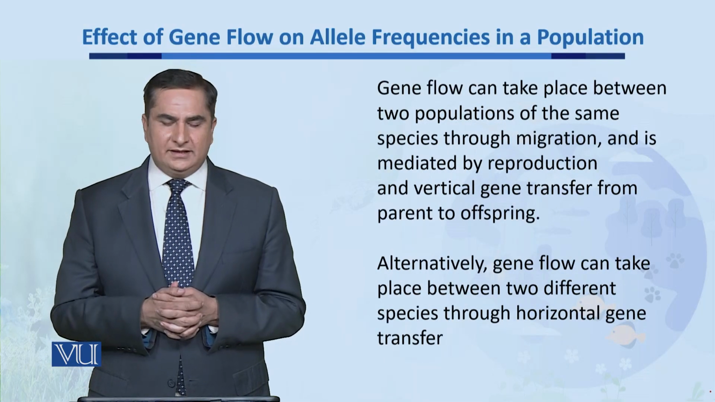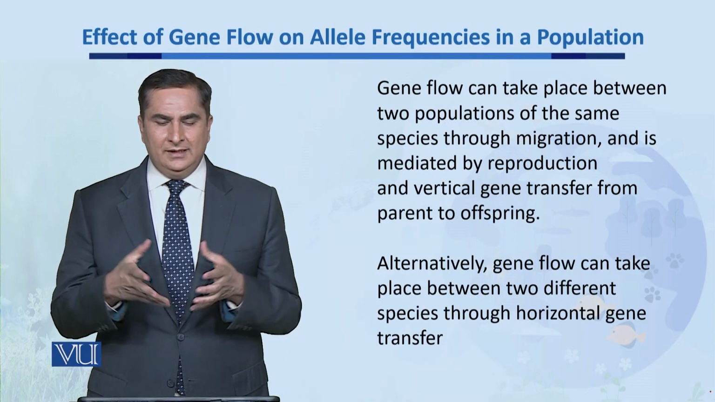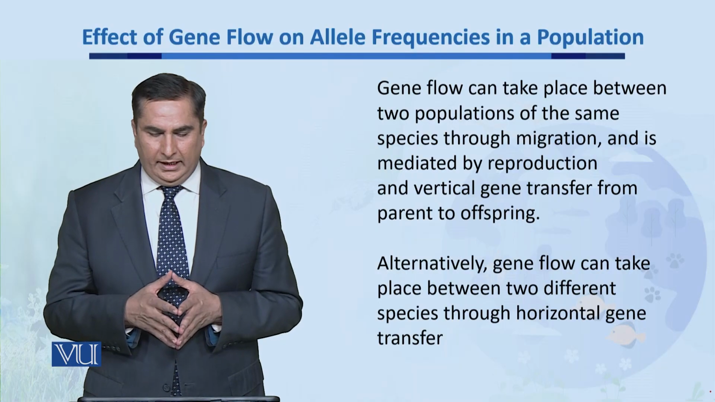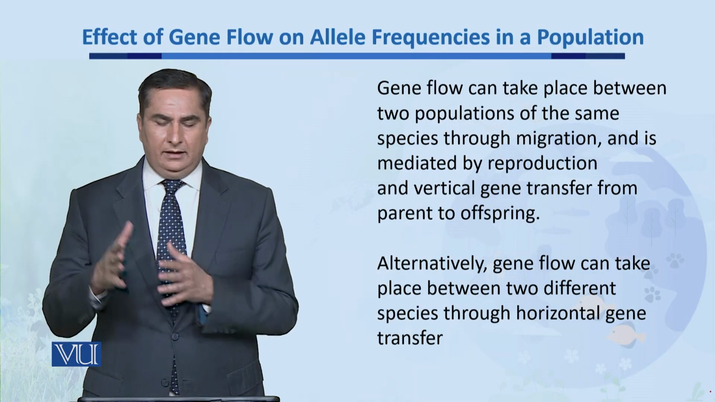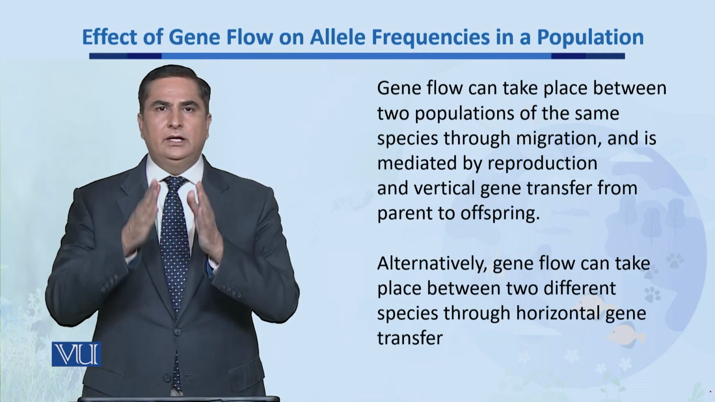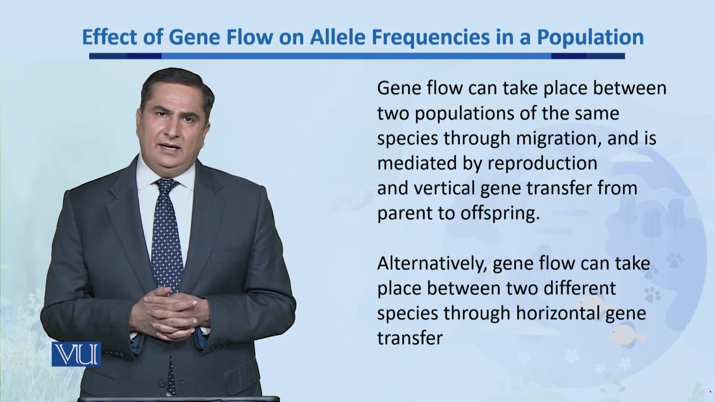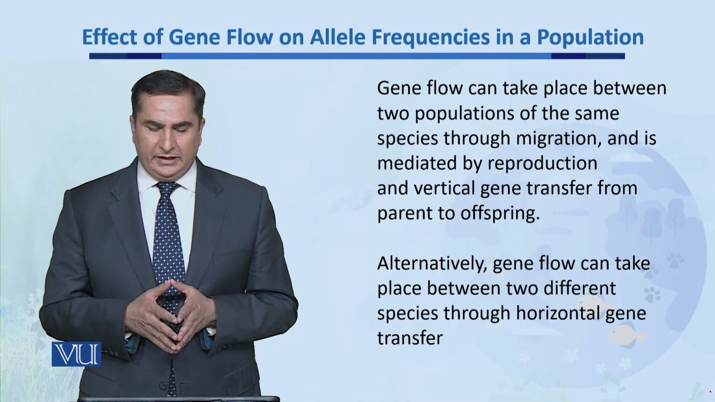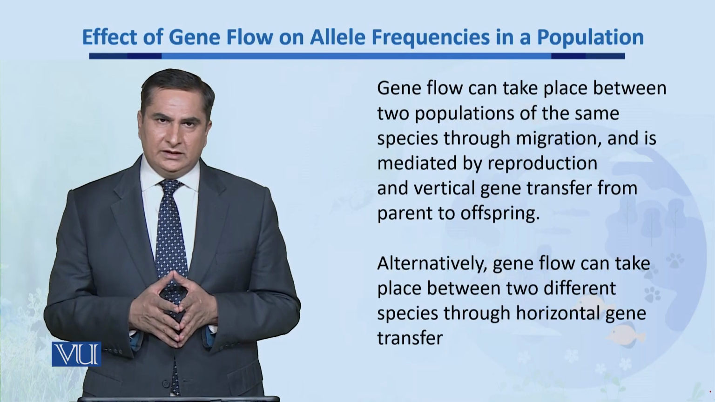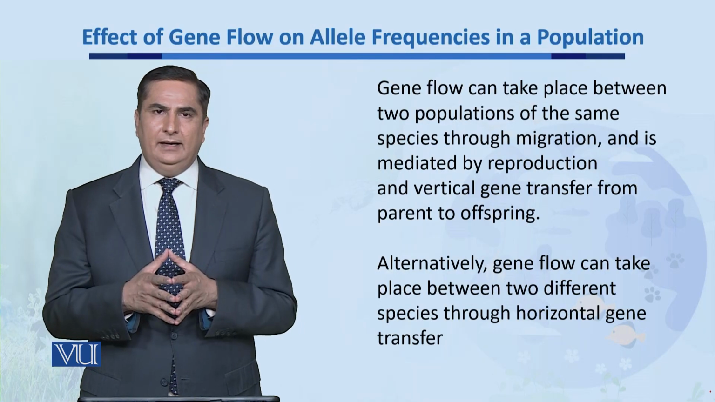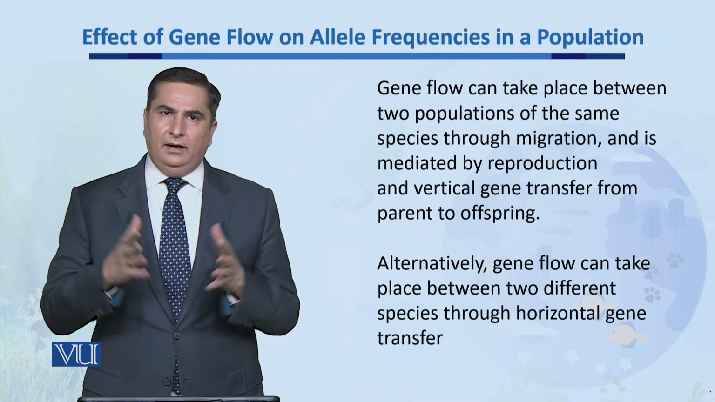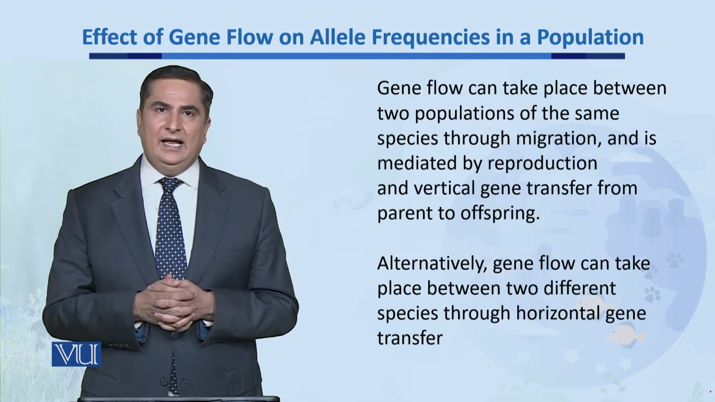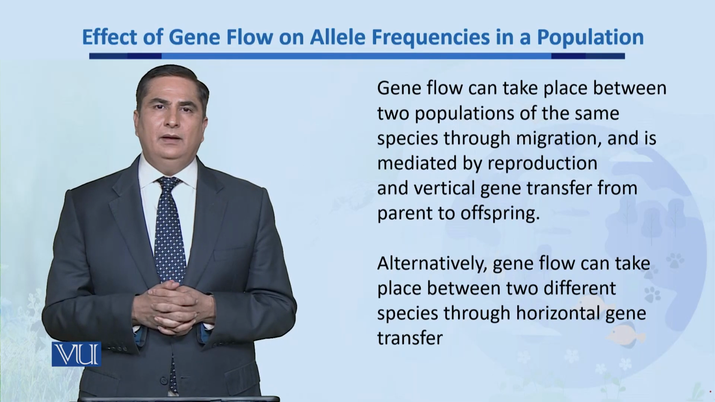Gene flow can take place between two populations of the same species through migration, and it is mediated by reproduction and vertical gene transfer from parents to the offspring. Alternatively, gene flow can also take place between two different species through horizontal gene transfer. That is very evident in many plant species where two different species can interbreed, and they can have gene flow among each other.